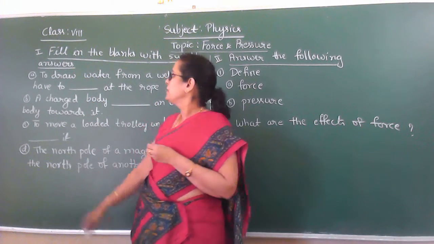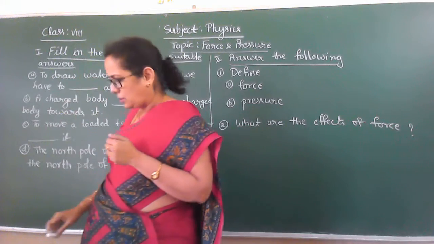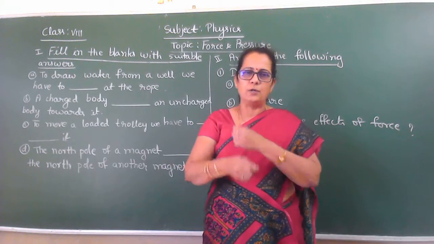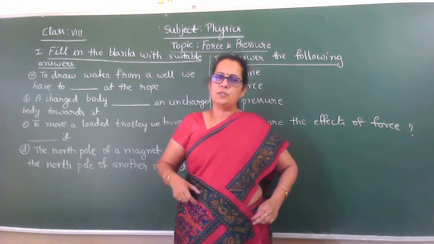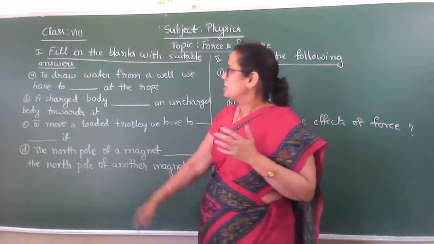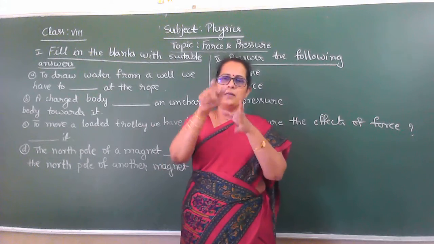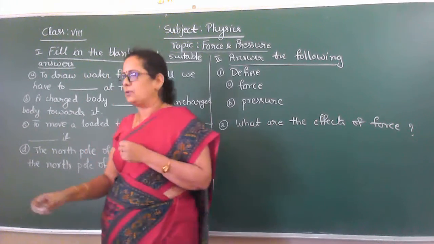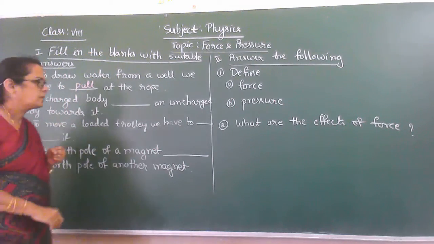Still I am revising. To draw water from a well, we have to dash at the rope. So when you draw water from the well, what will you do? Will you push or will you pull? According to the definition of force, a push or pull of an object is called force. When you draw water from the well with a rope, are you pushing or pulling? Yes, you are pulling the water, isn't it? So what do you have to write? To draw water from a well, we have to pull at the rope.